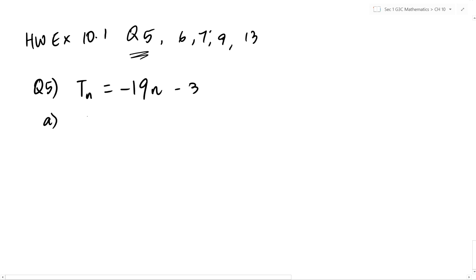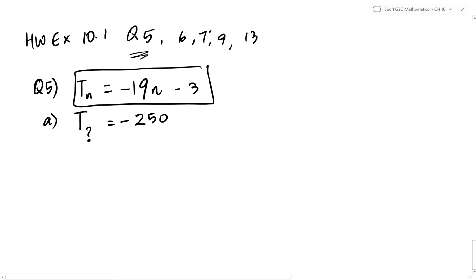So T question mark over here equals 250. We don't know. Sorry, negative 250. I want to find the value of n such that the term value is actually negative 250. Okay, so this being the general term is our rule. It is our so-called formula.